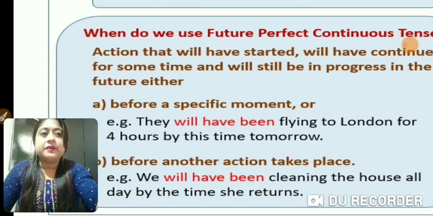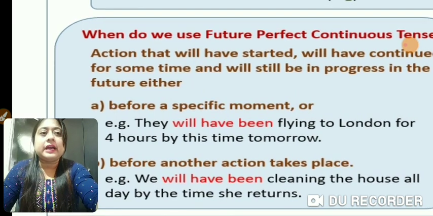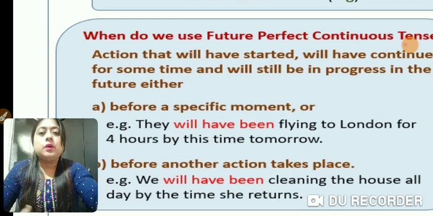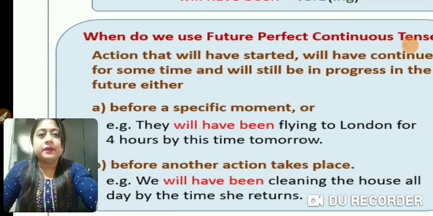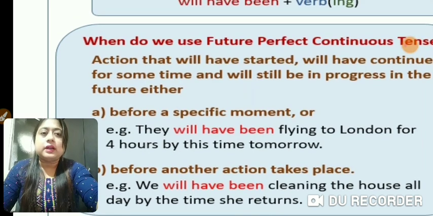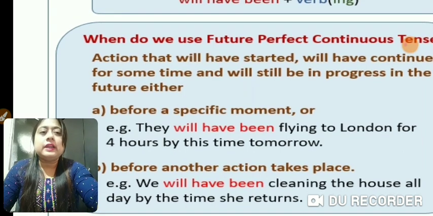Before a specific moment. For example, they will have been flying to London for 4 hours by this time tomorrow. So by tomorrow, that will be in the coming future, and the time period which they have already covered is 4 hours. So we have used will have been because the action is still in progress.